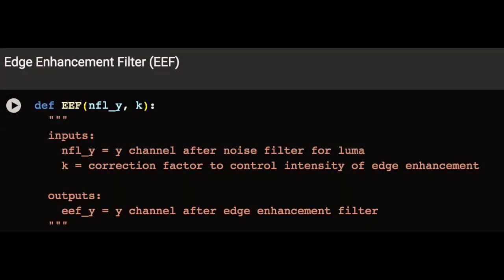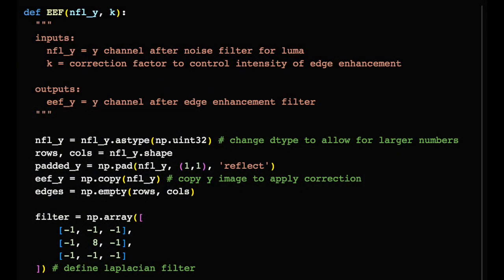The EEF function takes as input the luminance channel after the noise filter for Luma that we generated in the previous video and the correction factor k. It outputs the EEFY, which is the luminance channel after applying the edge enhancement filter. We start as usual by changing the data type of the image to accommodate large values, extracting the rows and columns to iterate over, adding padding to the image to give corner pixels neighbors, and copying the image. Additionally, we also create an empty array for the edge map, and we initialize the filter. In case I didn't mention it previously, this type of filter is called a Laplacian filter.